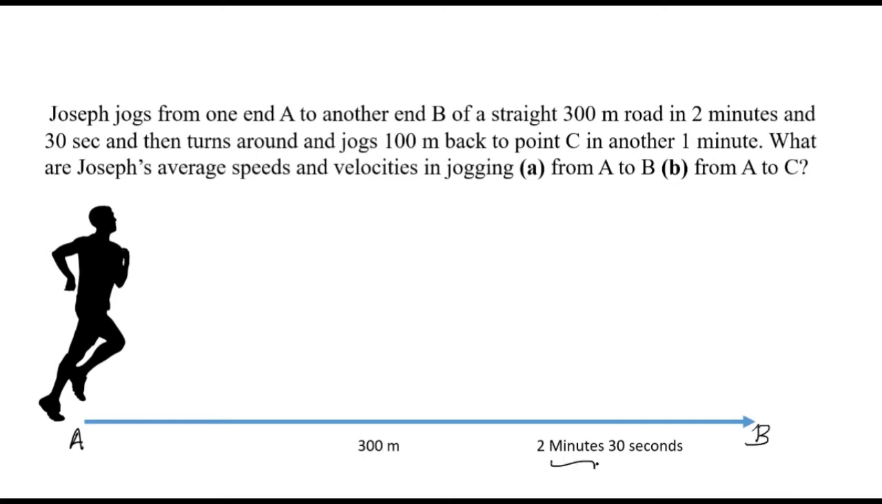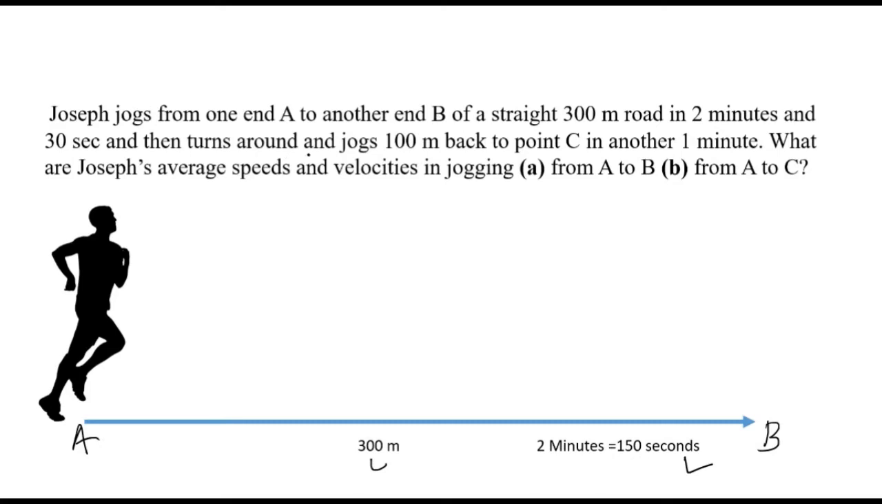Now look at this unit. We all know about the International Standard Unit, which we call SI unit. But minute is not an SI unit. The SI unit of distance is meter. Now we have to convert this into seconds. It's a very simple one. 2 minutes 30 seconds is equal to 120 seconds plus 30 seconds, which is equal to 150 seconds. So Joseph from A to B, which is a distance of 300 meters, takes 150 seconds. Right, this is one part of the problem.